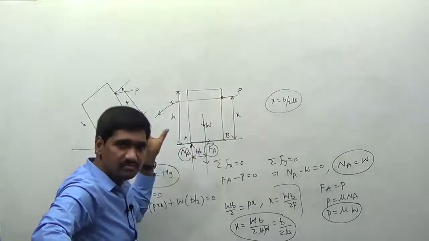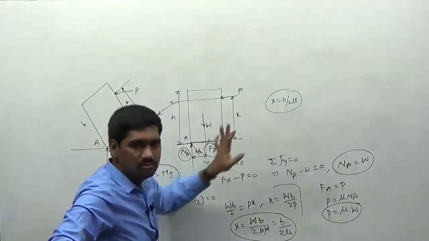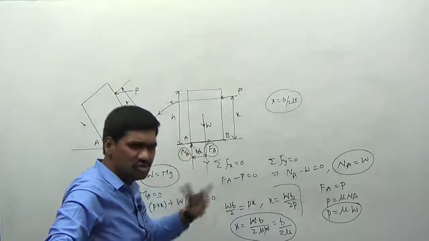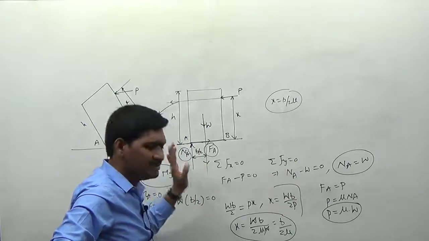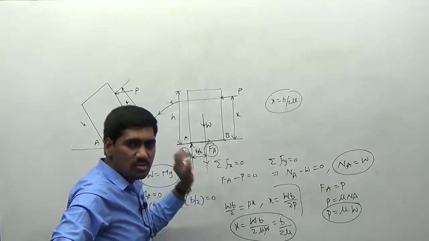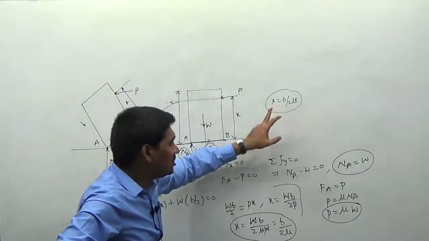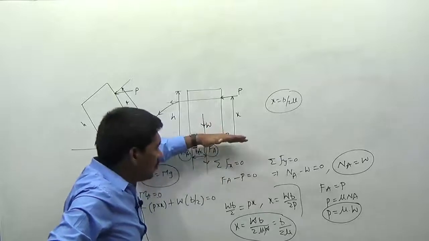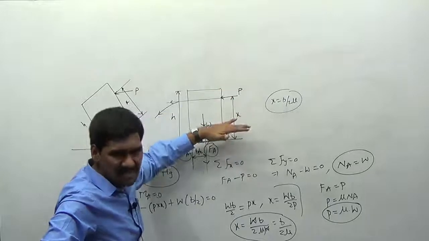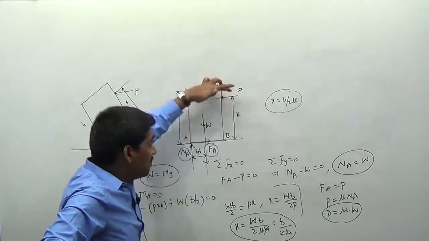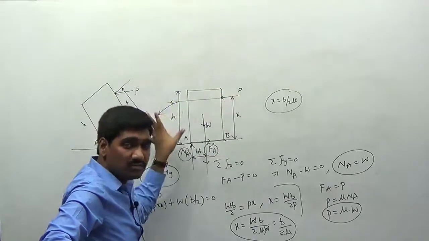For example, if you substitute the value of B, you'll have some value. Let's assume that B is equal to 10 centimeters, and mu is equal to some 0.2. Substitute the value of B and mu, then you can get some value of x. Say x is equal to 6 centimeters. Therefore, if you apply the force P at a distance of 6 centimeters, the block will tip over.